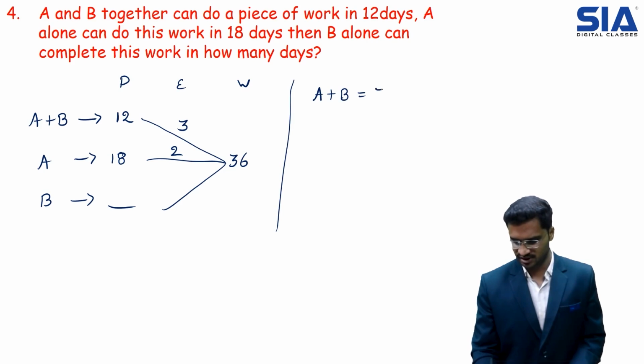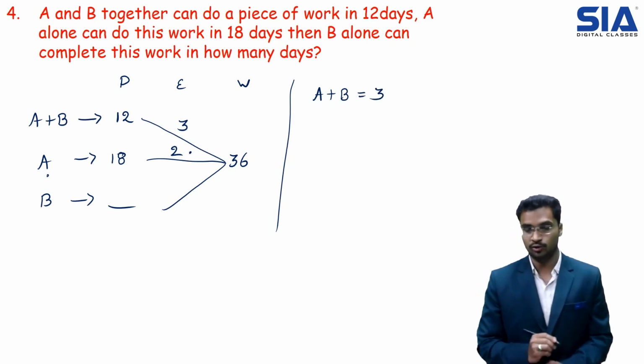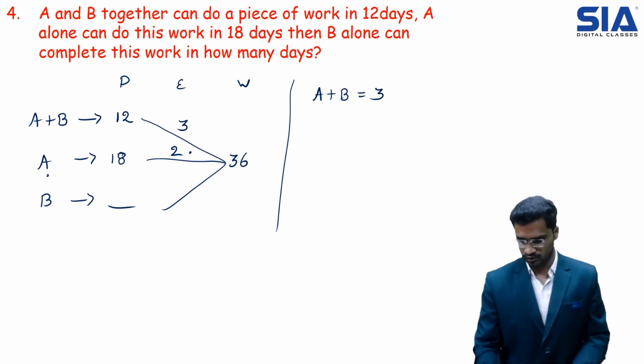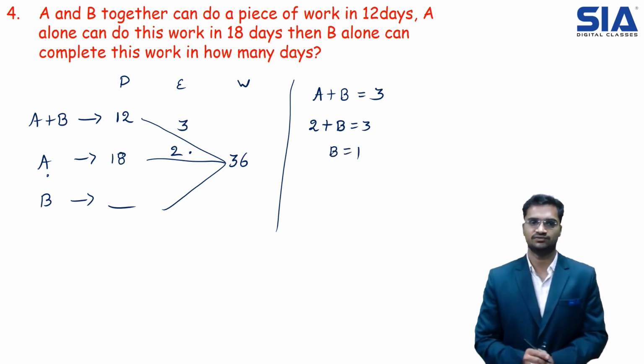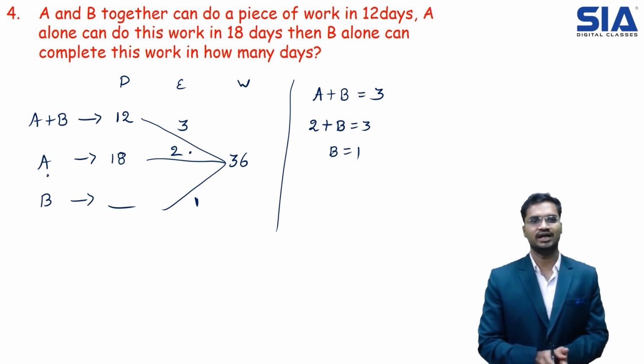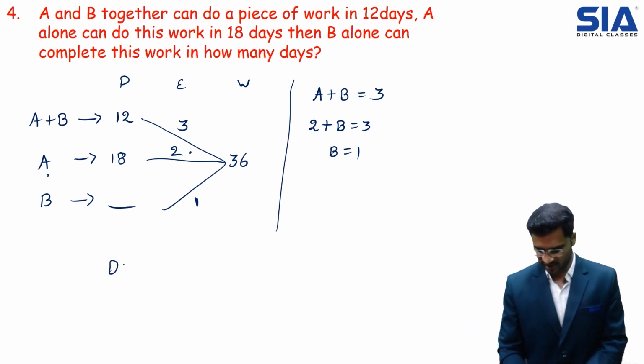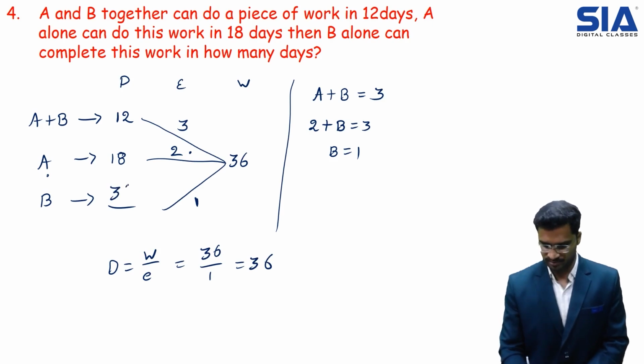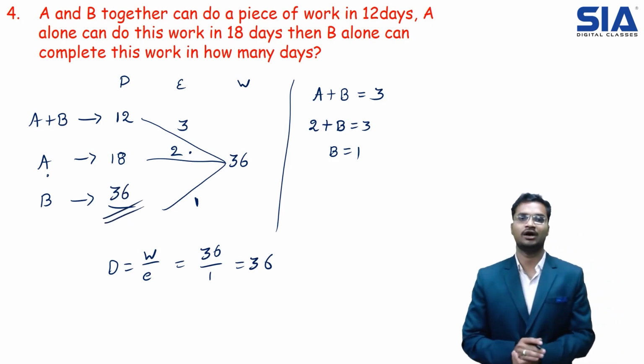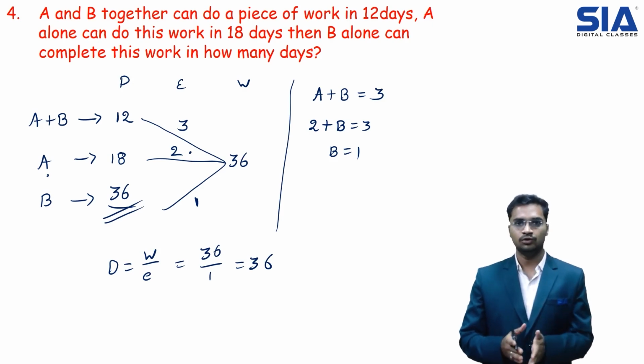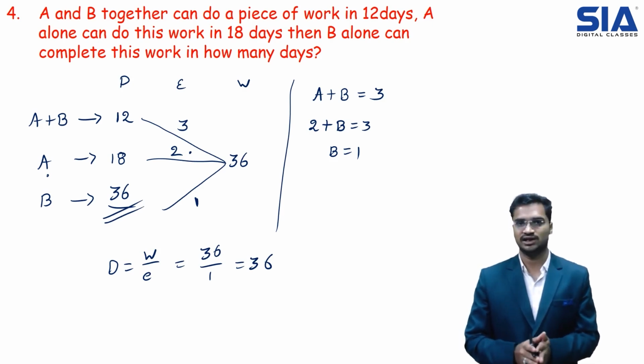The efficiency of A plus B is 3 and the efficiency of A is how much? The efficiency of A is 2. Now substituting the efficiency of A, 2 plus B is equal to 3. Then I am getting the efficiency of B as 1. So if B's efficiency is 1, then the number of days is equal to work upon efficiency. Here 36 by 1 is 36. So B will alone do this work in 36 days. So our answer is 36.